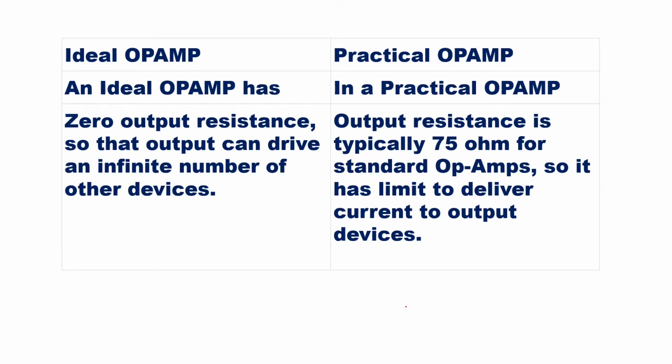Similarly, if you look at the output resistance, that is the output impedance, an ideal op-amp will have zero output resistance or zero output impedance, so that the output can drive an infinite number of other devices. Whereas practically, the output impedance is typically 75 ohms, a few ohms, 75 ohms for standard op-amps. So it has a limit to deliver current to output devices. It is not that it can serve all the devices. It has some limit because a few ohms exist at the output. Practically, it is not zero. So about 75 ohms exist.